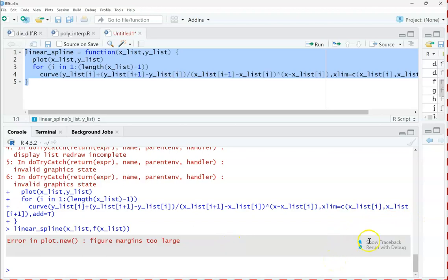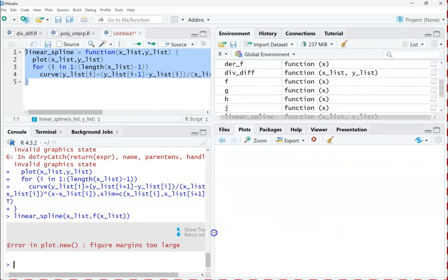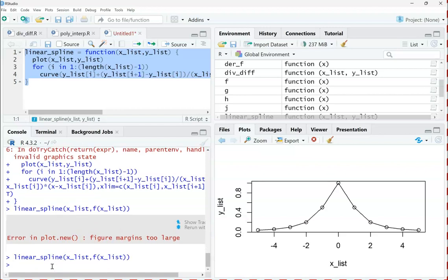Uh-oh. Because I had it zoomed out too far. There we go. There's a picture. There wasn't any problem with the code that I could see, but there's our piecewise linear spline, our degree one spline for those points.